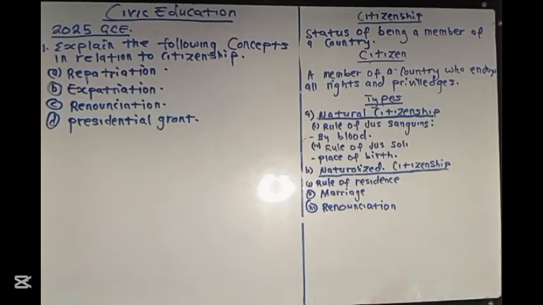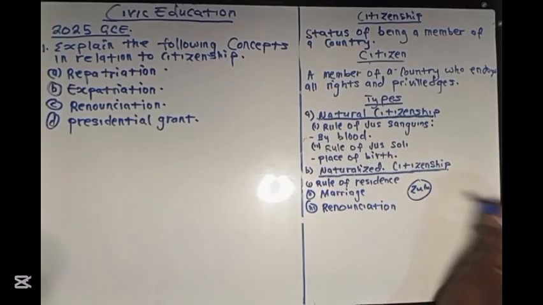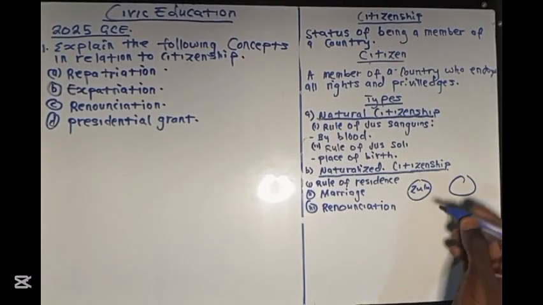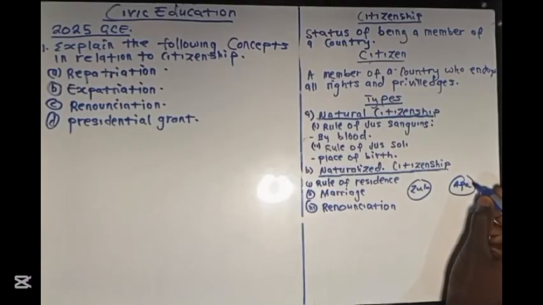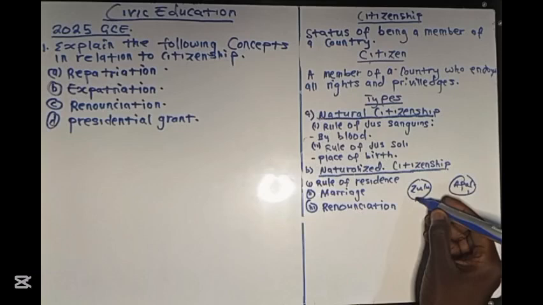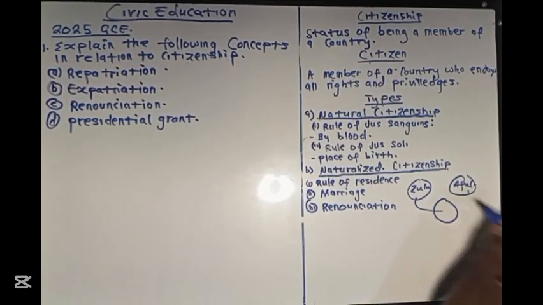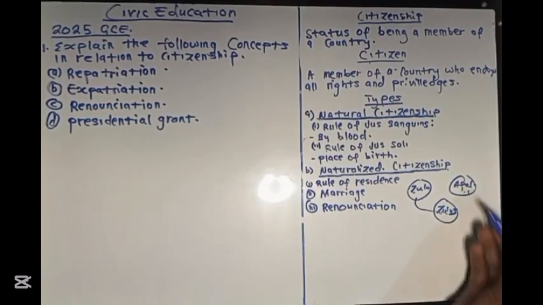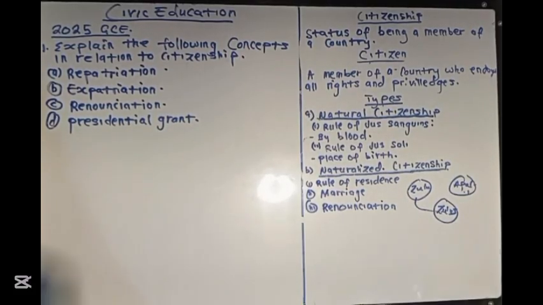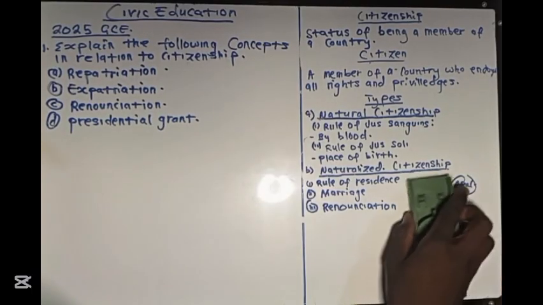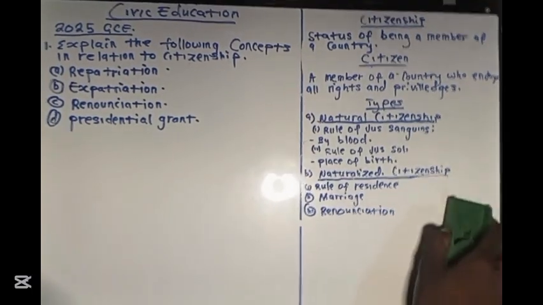Then we have marriage. How can one become a citizen via marriage? Let's say this person is a Zambian, say he is Zulu, and this one is a Congolese, say she is Apala. If Zulu marries Apala, they are now both Zambians. It means even she has become a Zambian. So when two people get married, it means they now share citizenship. So that is marriage.